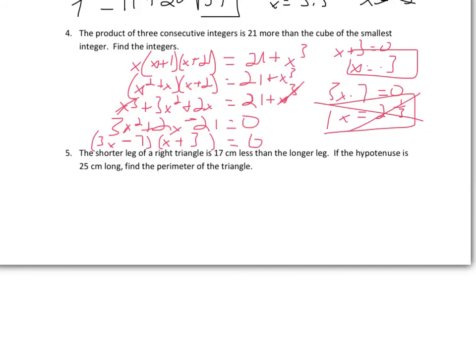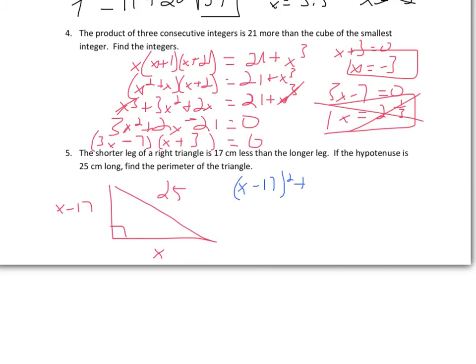Finally here, the shorter leg of a right triangle is 17 centimeters less than the longer leg. Right triangle, shorter leg 17 less than the longer leg, so x on the longer one, x minus 17 on the shorter one. Hypotenuse is 25. What's the perimeter? I think what they're asking us to use here is the Pythagorean theorem. So we'll jump right into a squared plus b squared equals c squared. And we'll have x minus 17 squared plus x squared equals 25 squared.